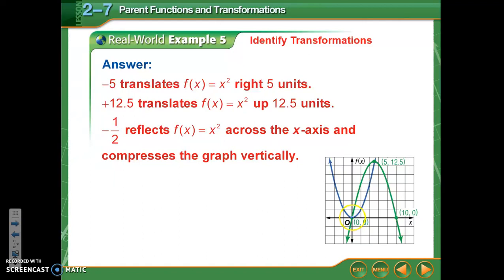So notice my graph, my vertex moved from 0, 0. It moved to the right 5 units. Okay? Then it moved up 12.5 units. So the 5 that was inside, let me rewrite this here. So that 5 moved it to the right 5. This moved it up 12.5, so that's my new vertex. Then the negative flipped it over, and the 1/2 compressed it vertically. Okay, so it's compressed more than it would have been originally. That's a little hard to see from this graph, but we will look at that tomorrow.